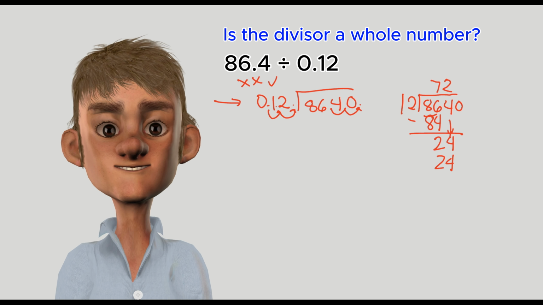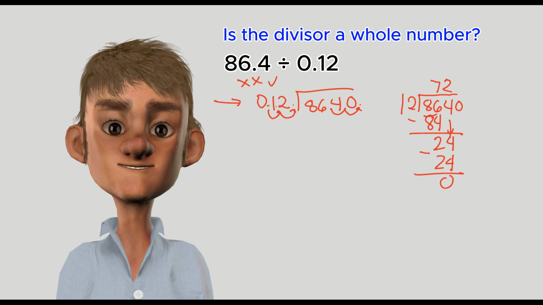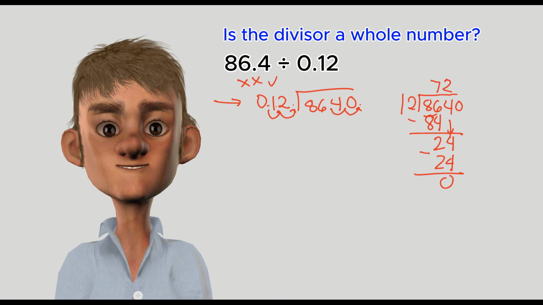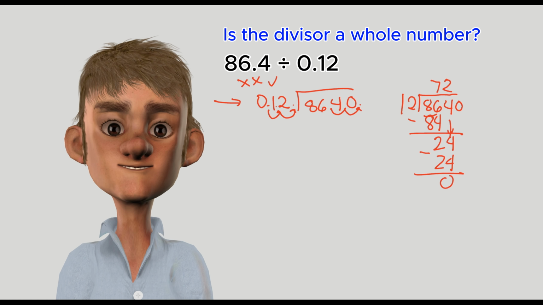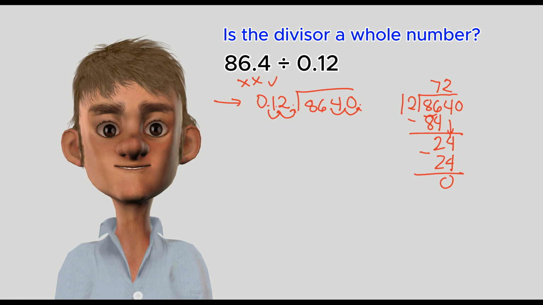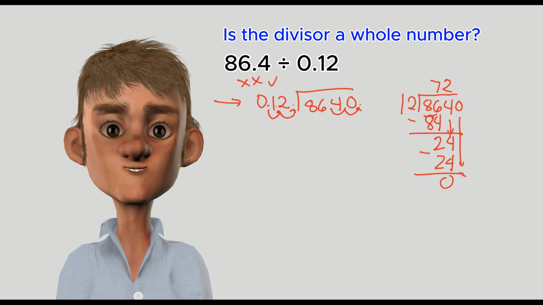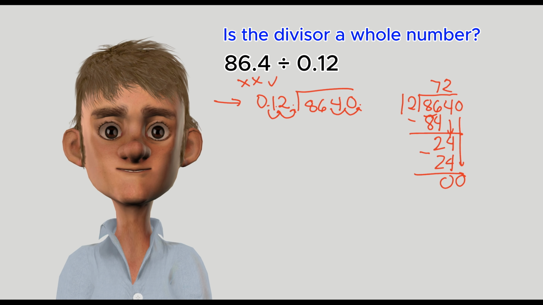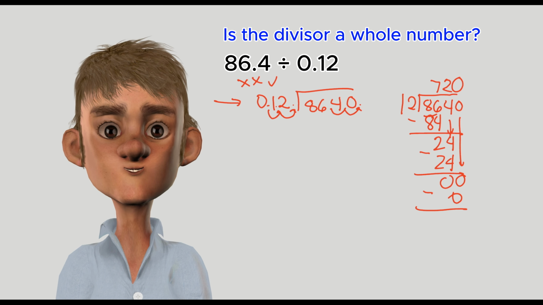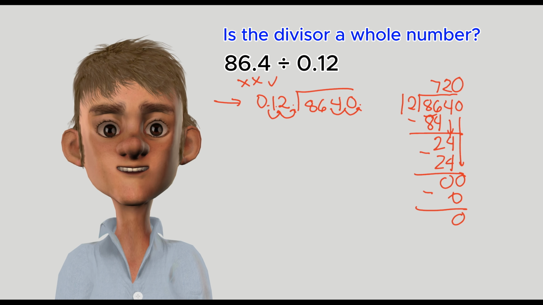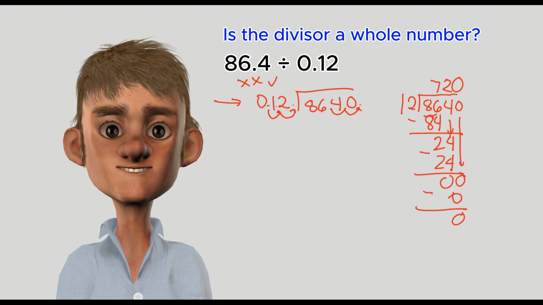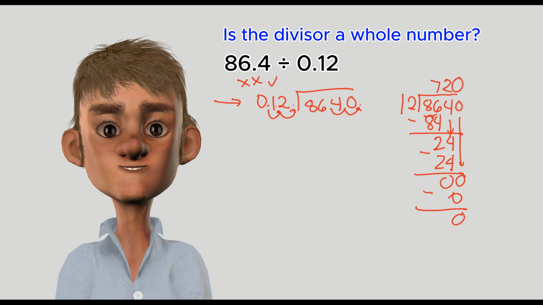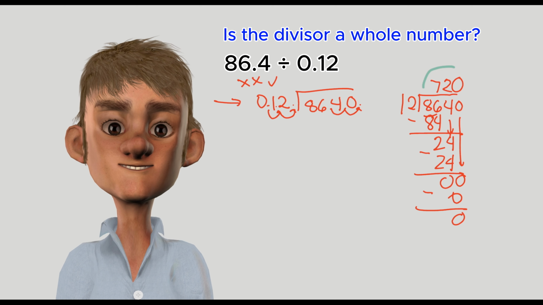Subtract, we got 0. Now, do not stop here, we did not go all the way over to the ones place. We need to keep going, because we still have numbers to bring down here. So let's bring our 0 down, and we have 0. 0 divided by 12 is 0. 0 times 12 is 0. Subtract, and we get 0. So remember, our decimal is at the end. It's just a whole number, and our final answer is 720.